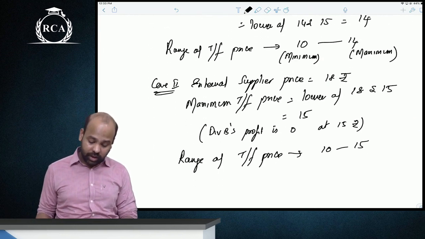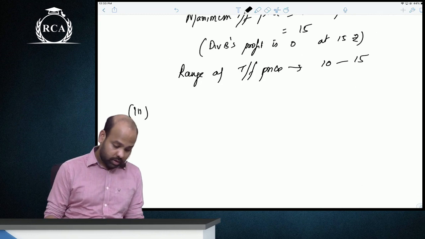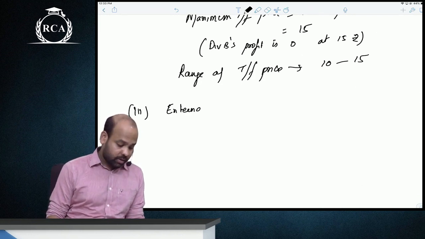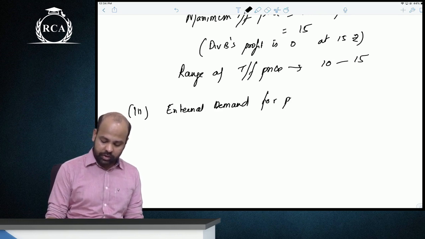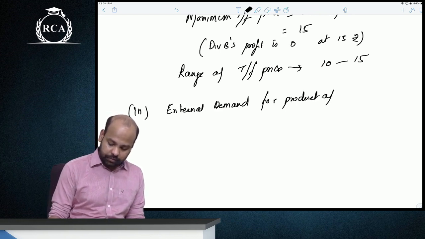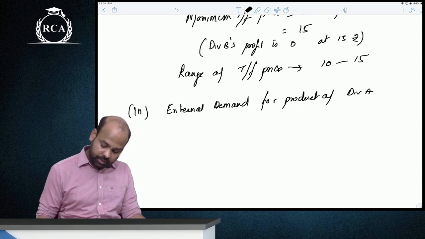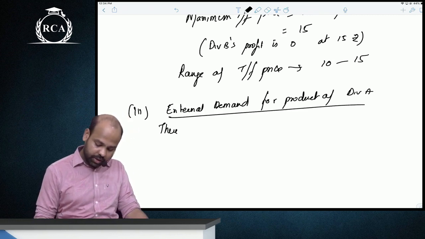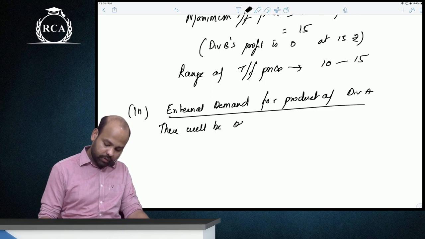Third bit, beta, it will be 12 plus. I'll write the third bit also. There is external demand, beta, for the product of division A. Because there is external demand for the product of division A, there will be opportunity cost.